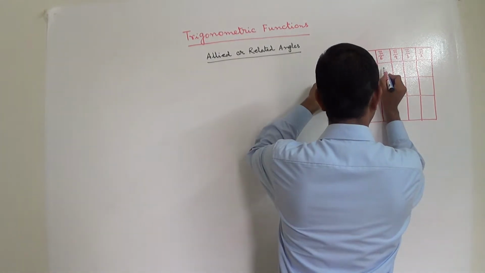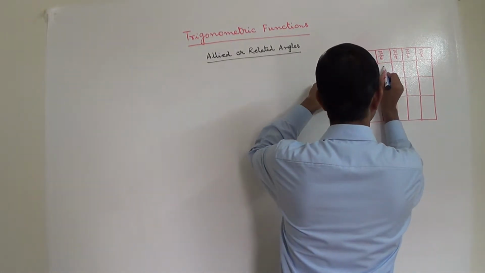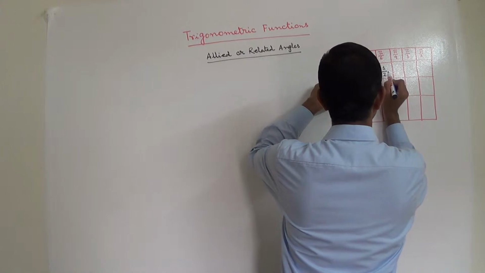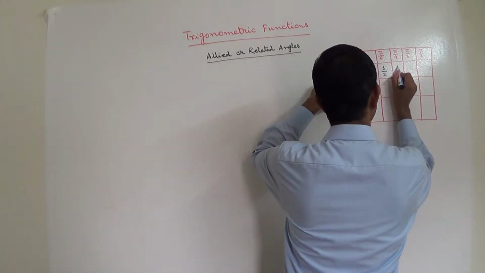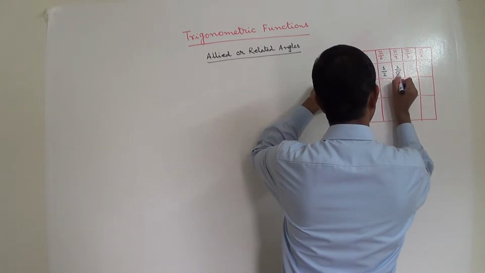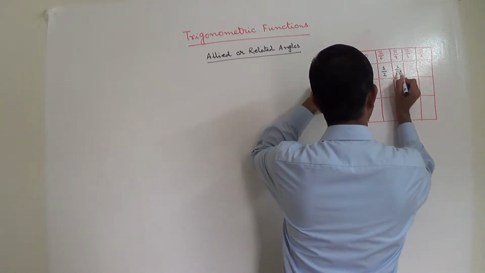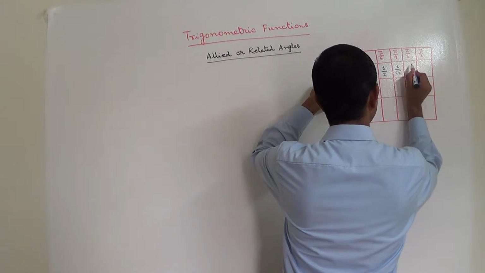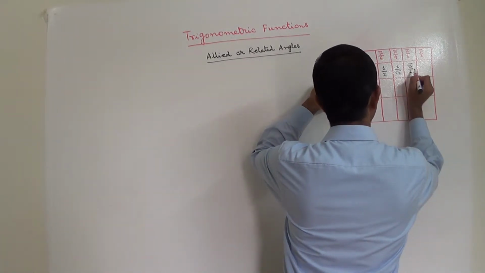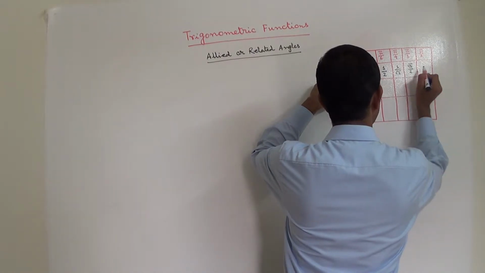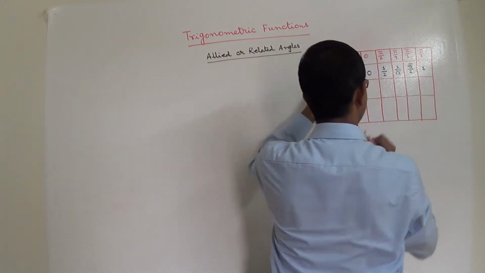The value of sine pi by 6, which is sine 30 degree, is 1 by 2. The value of sine pi by 4, that is sine 45 degree, is 1 by root 2. The value of sine pi by 3, that is sine 60 degree, is root 3 by 2. The value of sine pi by 2, that is sine 90 degree, is 1.